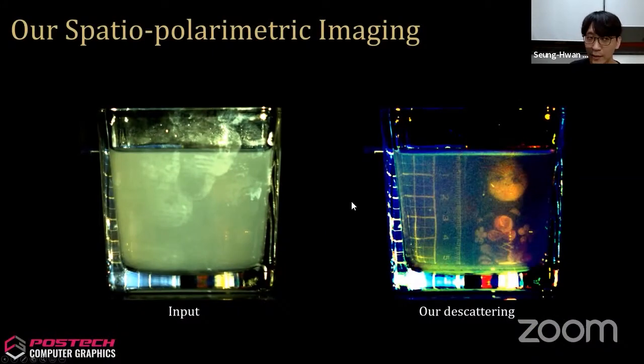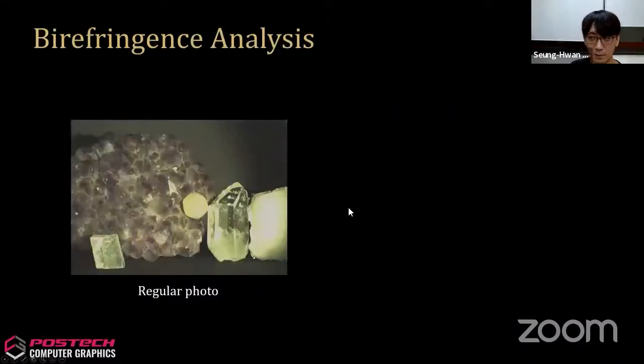We found out that by analyzing the spatial polarimetric light transports together, we are able to see through this dense scatter quite effectively, as you can see on the right. I'm going to show you another example, which is birefringent analysis.